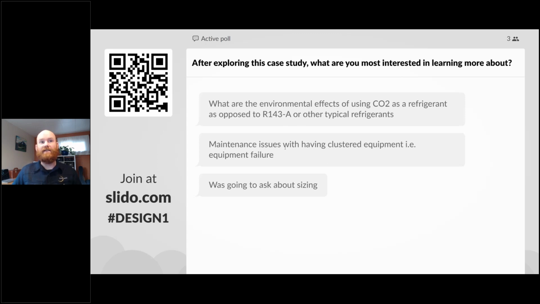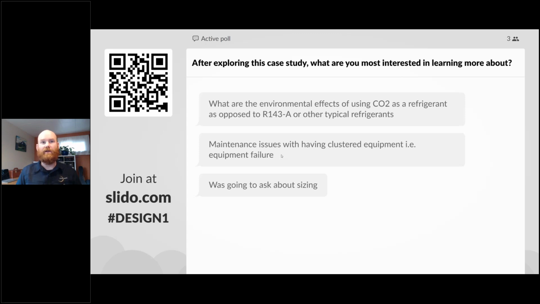Maintenance issues, yes, this is something that we thought about a lot, maintenance issues with cluster equipment and equipment failure. One of the design solutions we looked at was, this is a residential product that's essentially available off the shelf. So it's a commodity product, and we can get a new one fairly quickly, or the project team could. And so if something did fail, there's replacements there.